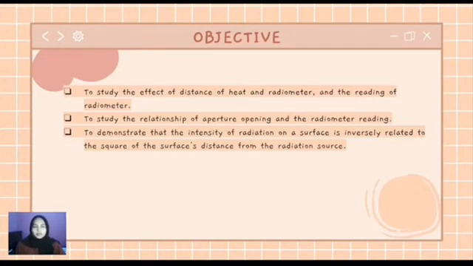For the objective: to study the effect of the distance between the heat source and radiometer on the radiometer reading, to study the relationship of aperture opening and the radiometer reading, and lastly, to demonstrate that the intensity of radiation on a surface is inversely related to the square of the surface distance from the radiation source.